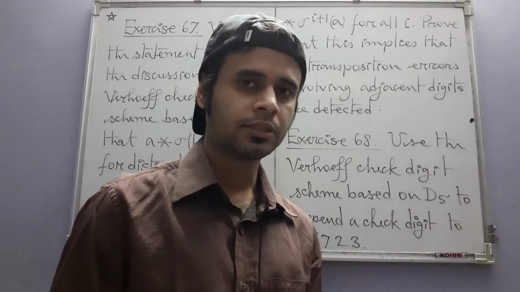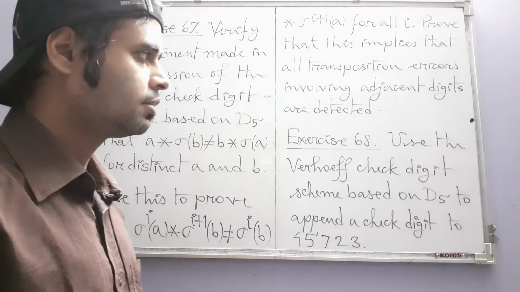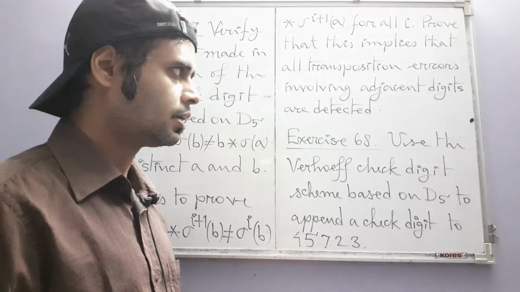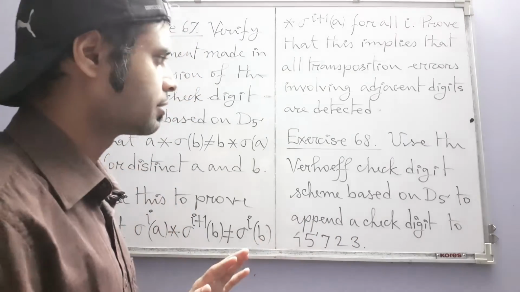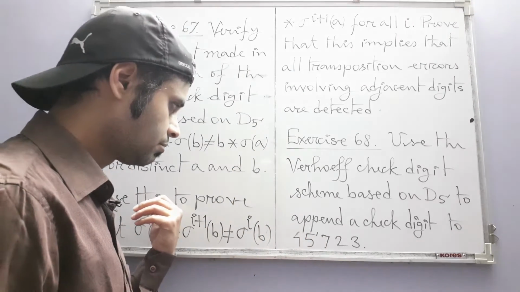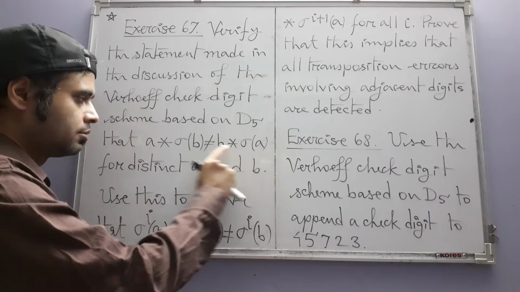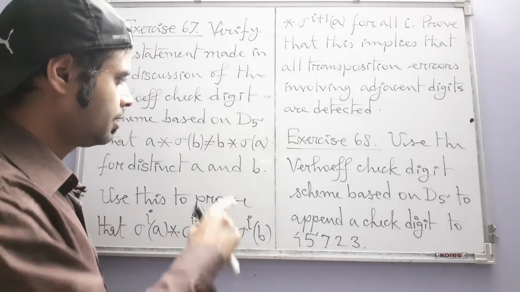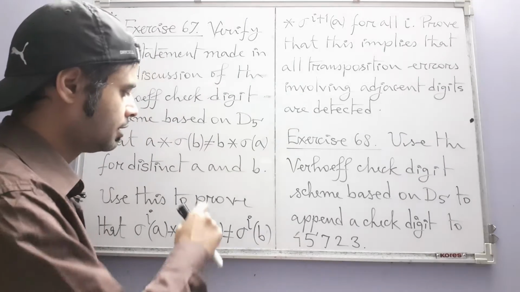Okay, so the next one is exercise 67, and this is about the Verhoeven check digit scheme. Now the solution to this one is already there in the part titled answers at the end of the text. If you go and see the solution, you will see that almost the full solution is there, except this one. This computational task has been left to us by the author, and this is something that we have to check or verify case by case.